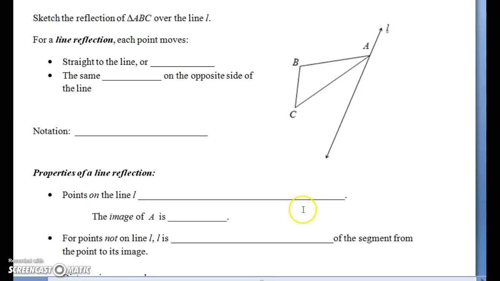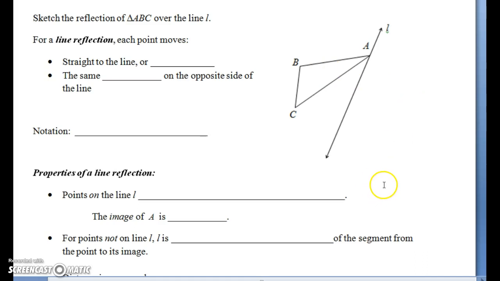So now that we know what a transformation is, let's talk about the first kind of transformation, which is a line reflection. We are going to sketch the reflection of triangle ABC over the line L. In a line reflection, the line here is considered like a fold line. We want to fold this figure, triangle ABC, over that line so it ends up on the opposite side.